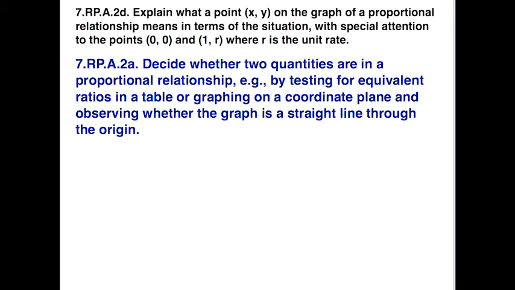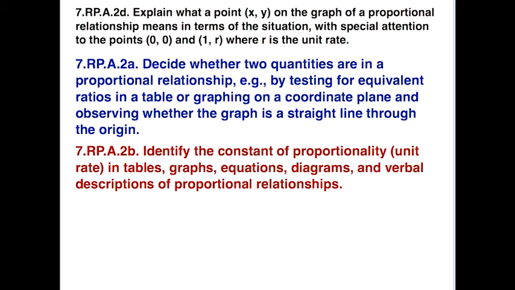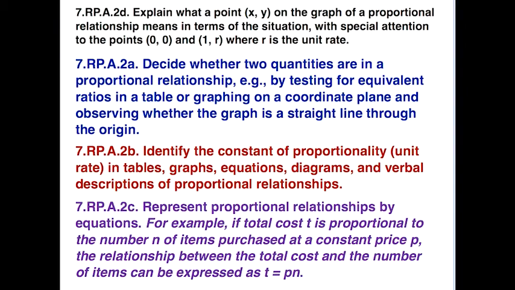Now this standard 2D is the last of a sequence of very similar standards at the 7th grade level. The first in this sequence is 7.RP.A.2.A that talks about deciding whether two quantities are in a proportional relationship. Then 2B talks about identifying the constant of proportionality in tables, graphs, and so forth. And then 2C talks about representing proportional relationships by equations.